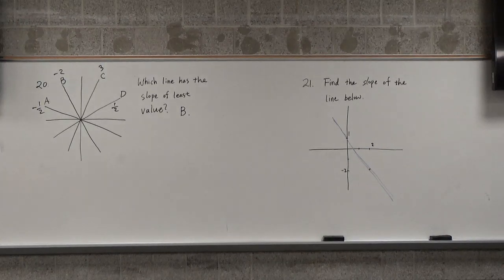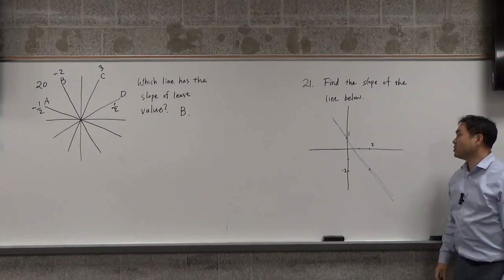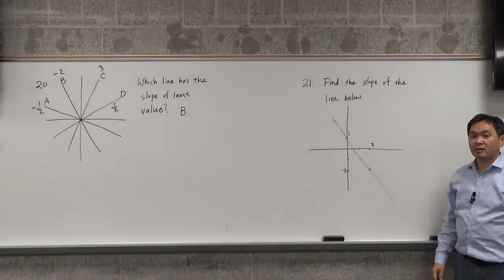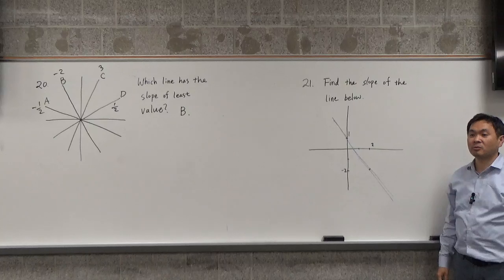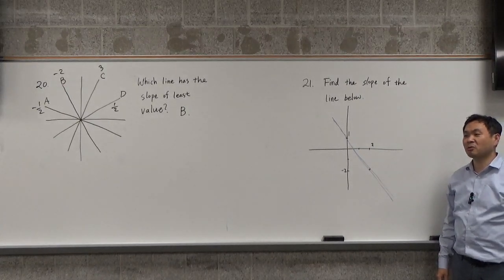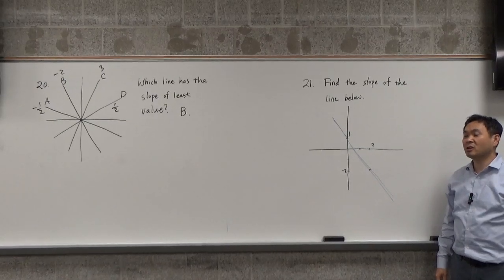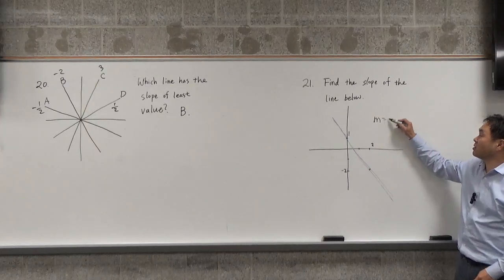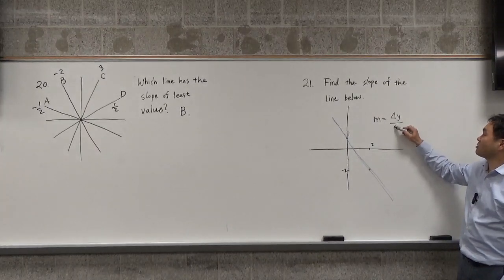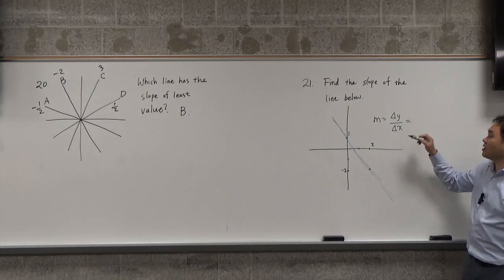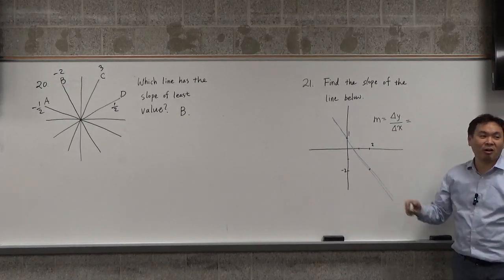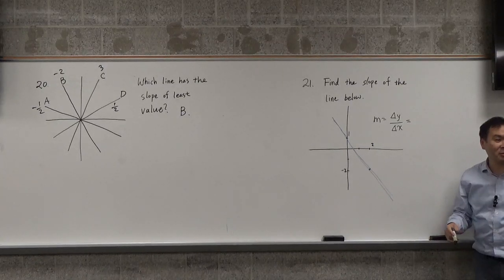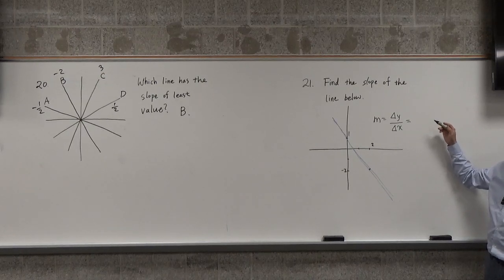Okay, let's look at this next question. Find the slope of the line below. Here's a line. And how do you find the slope? What's the formula? No, the slope formula. Yes? Change of y over change of x, right. So slope is change of y over change of x. And when you're given a picture, often rise over run is a better way to see it. Okay?